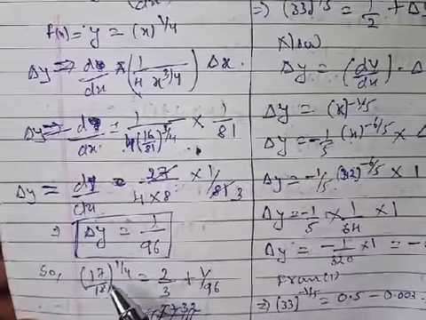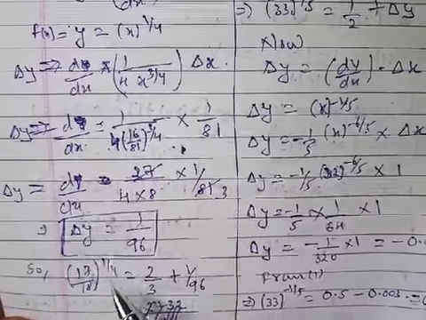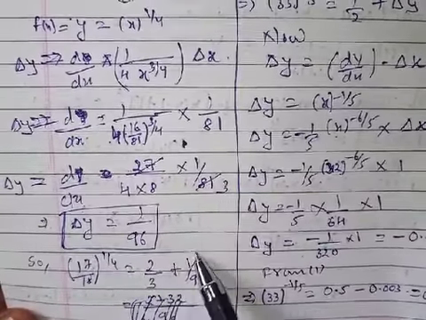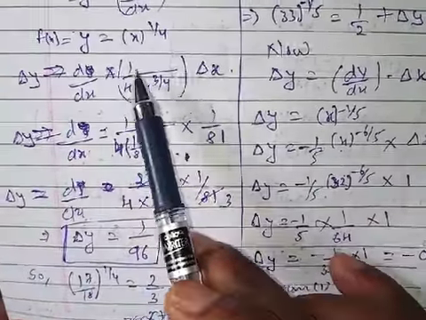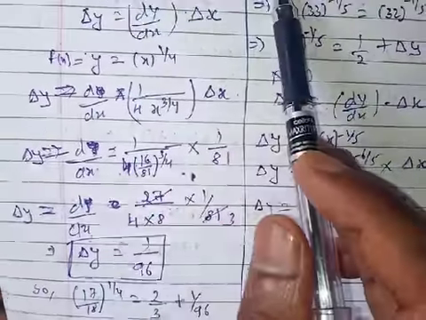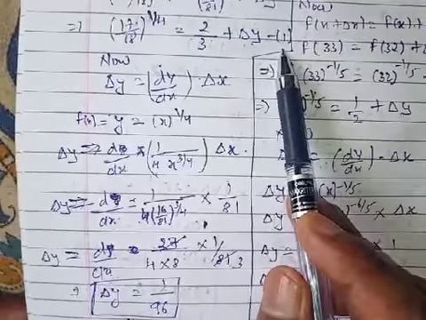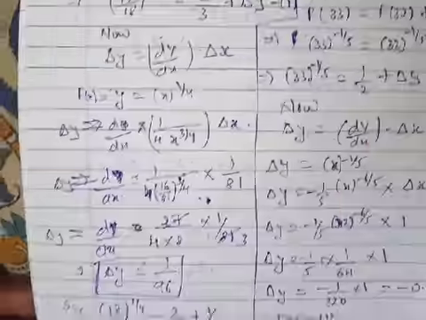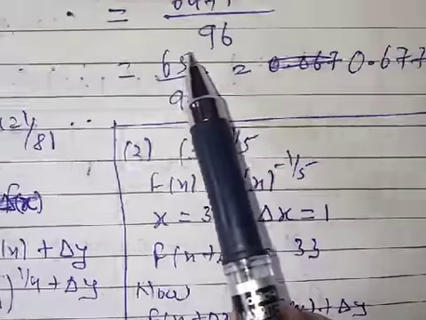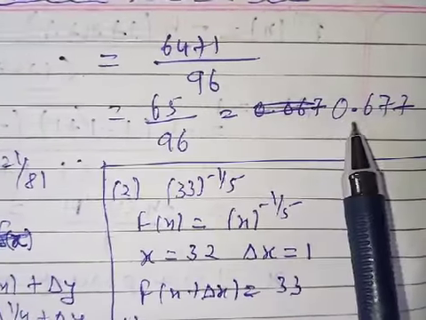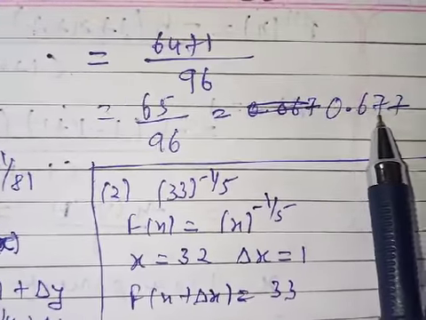So 17 by 81 raised to 1 by 4 is equal to 2 by 3 plus 1 upon 96. That we substitute in this equation 1. If you simplify, taking the LCM, you will get 65 upon 96, that is 0.677.